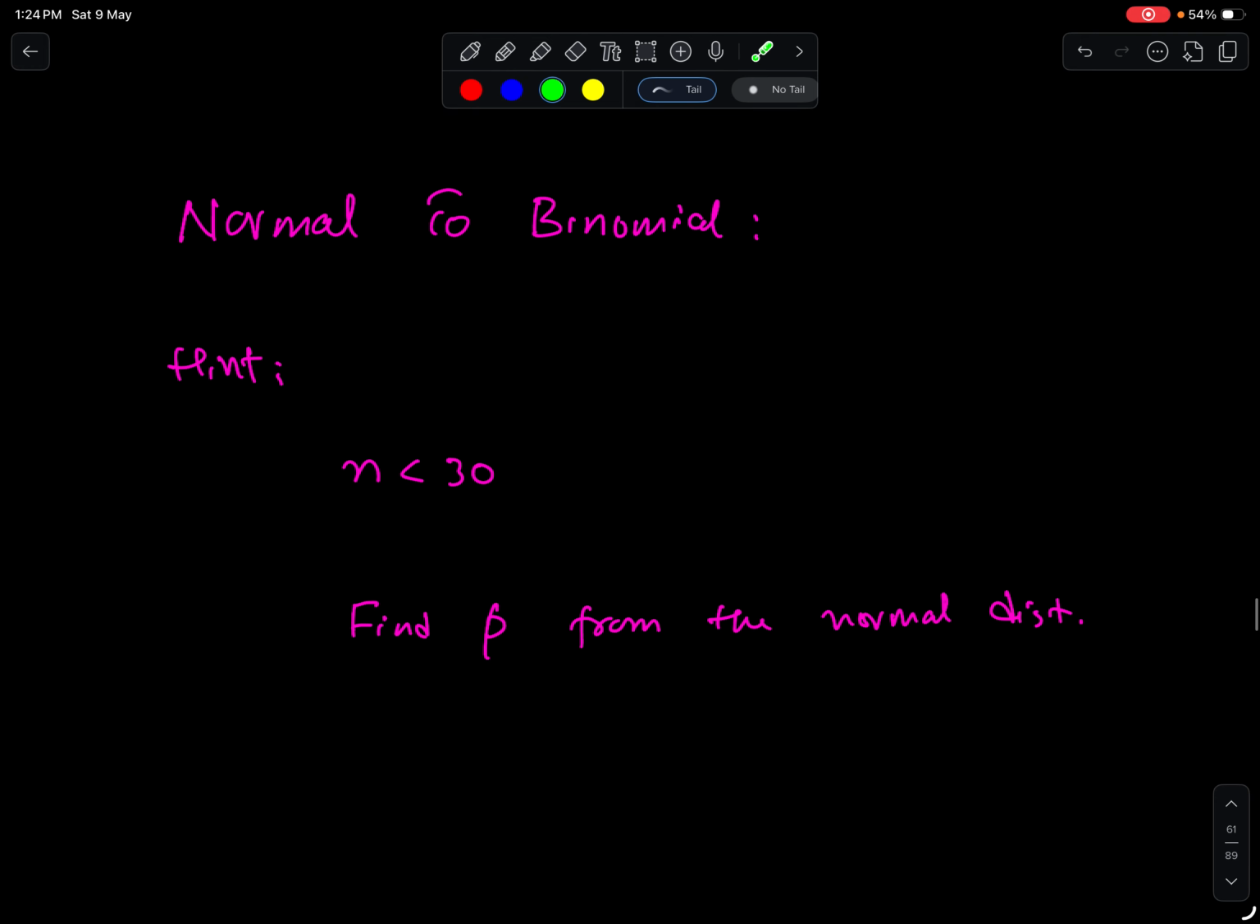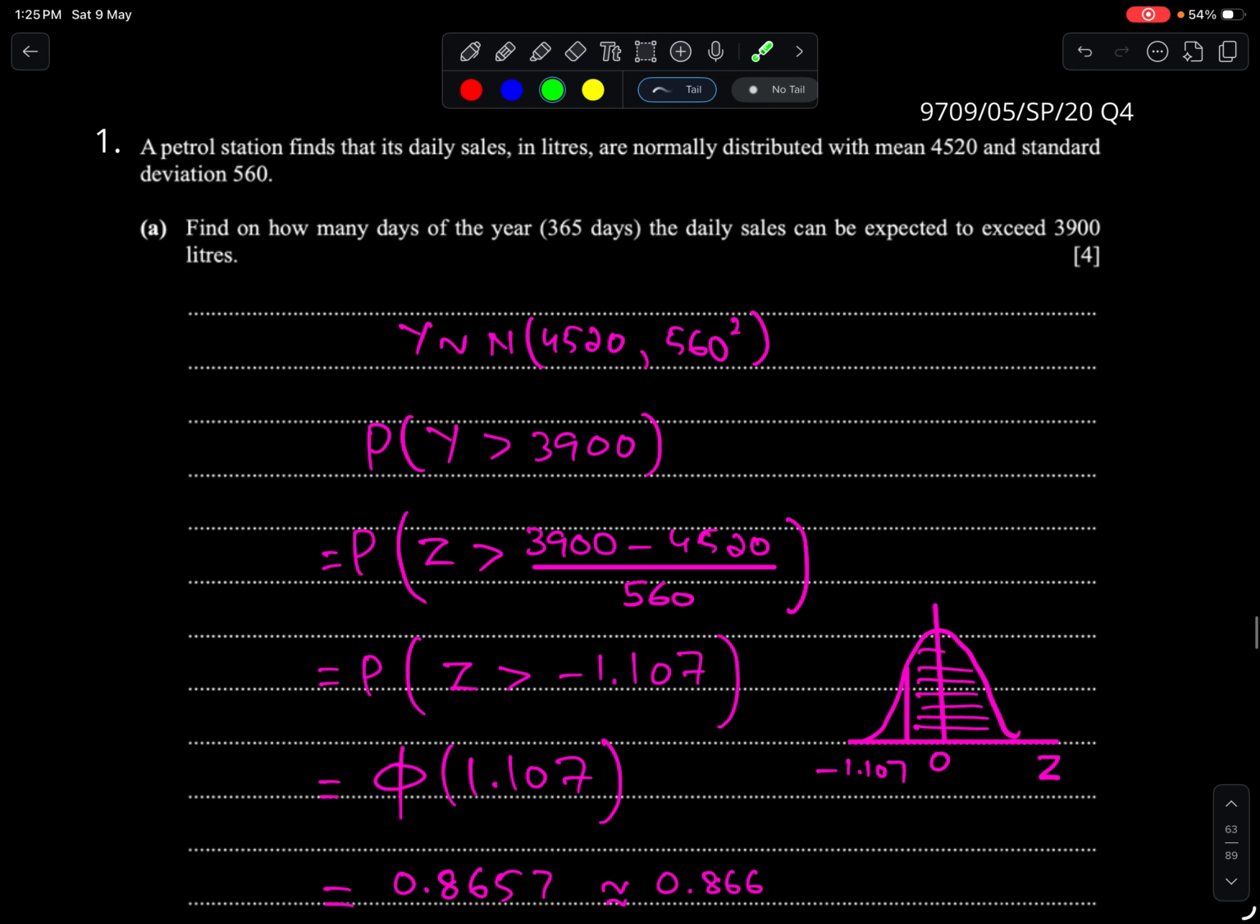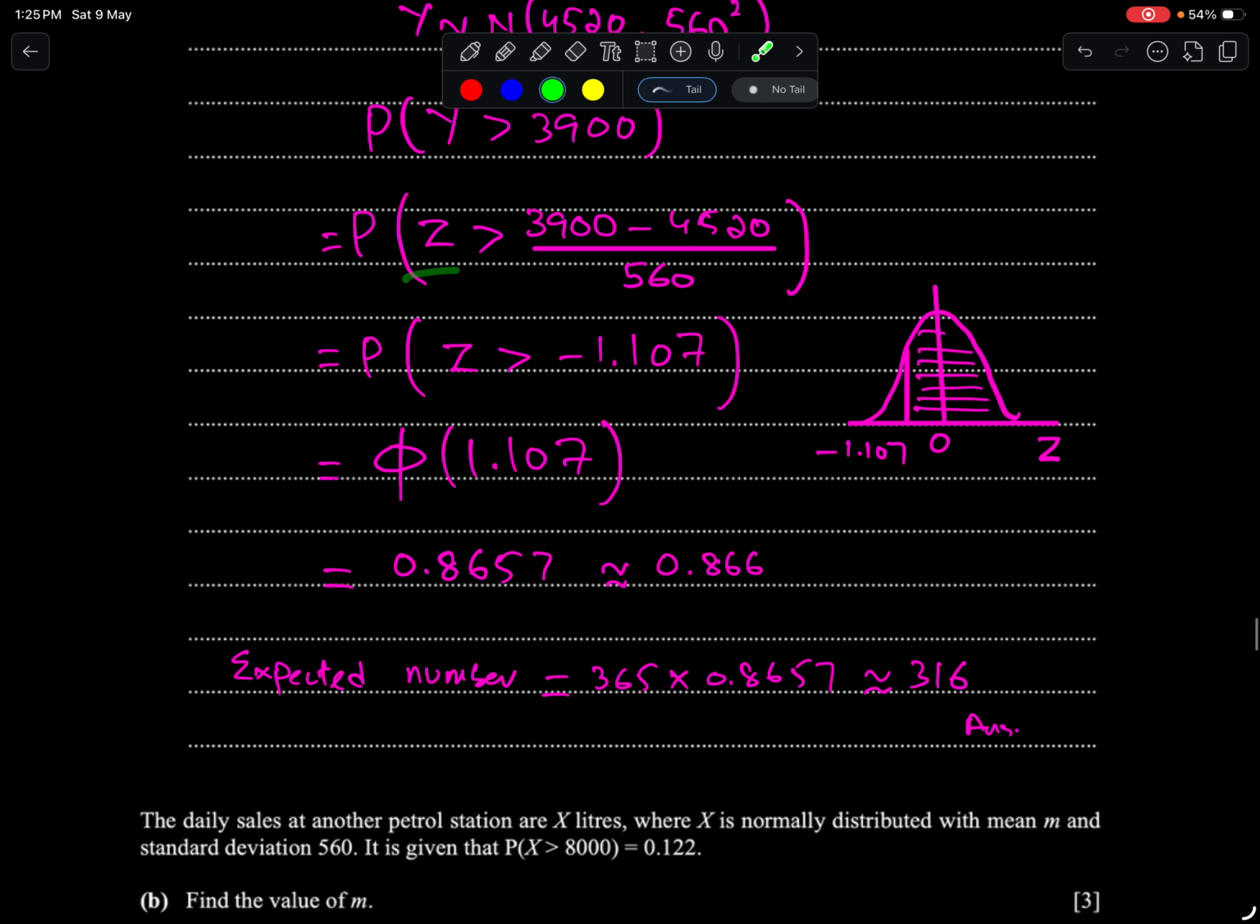Normal to binomial. Hint, in normal distribution, if you get n less than 30, then find p from the normal distribution and use binomial distribution. See, the first part is of normal. In fact, the whole question is of normal. 365 days, we have mean, variance. The question is how many days of the year the daily sales can be expected to exceed 3900. So convert this into z. This is large area, so just phi. Now multiply this number with 365, 316 days.